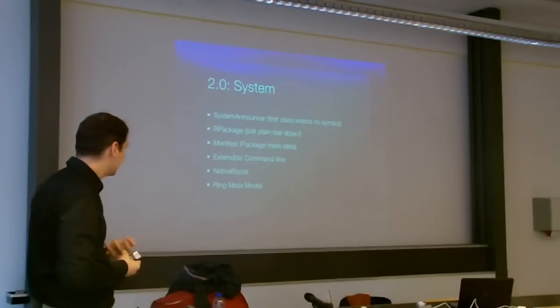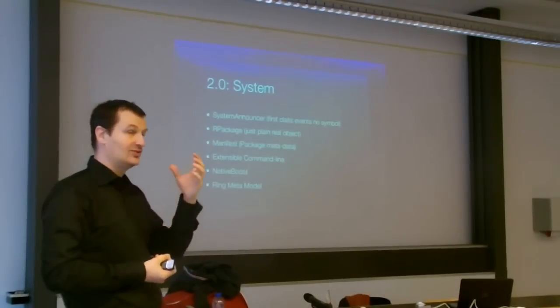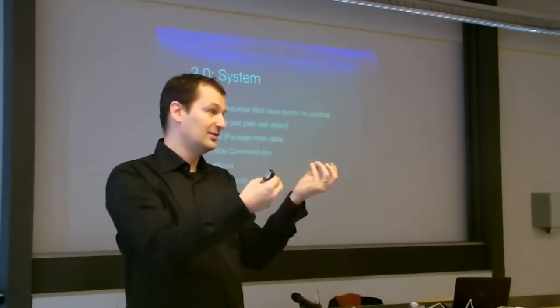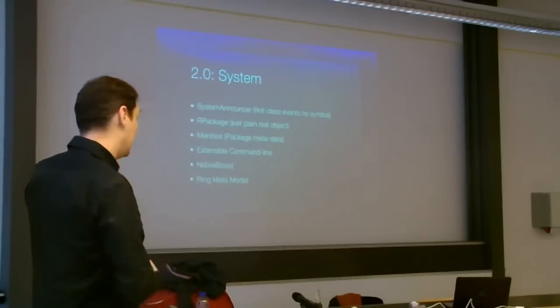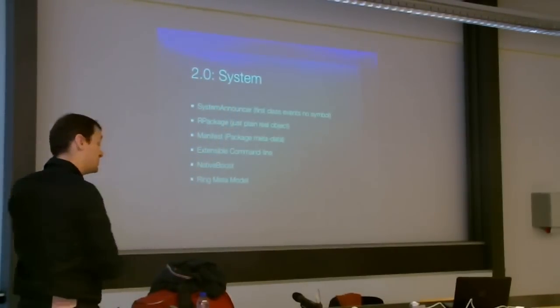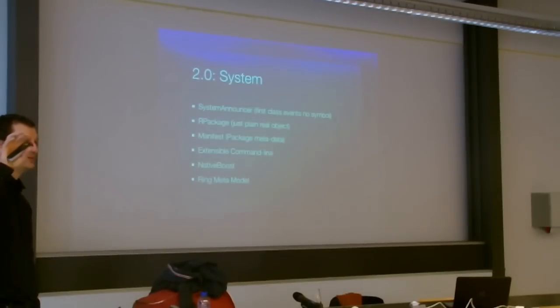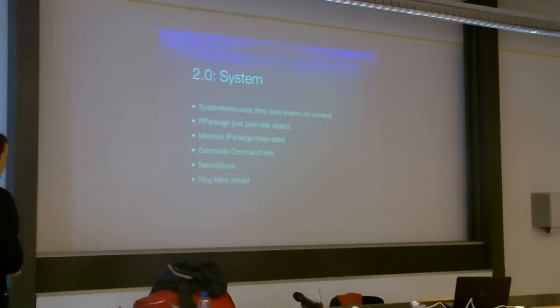So we introduced system announcer. With system announcer, now you have a real object that is announced, where you can put state and things like that. And we deprecated system notifier, because one of the ideas in Pharo is that we would like to have only one thing applied systematically, and not three different kinds of things running in parallel in the system.